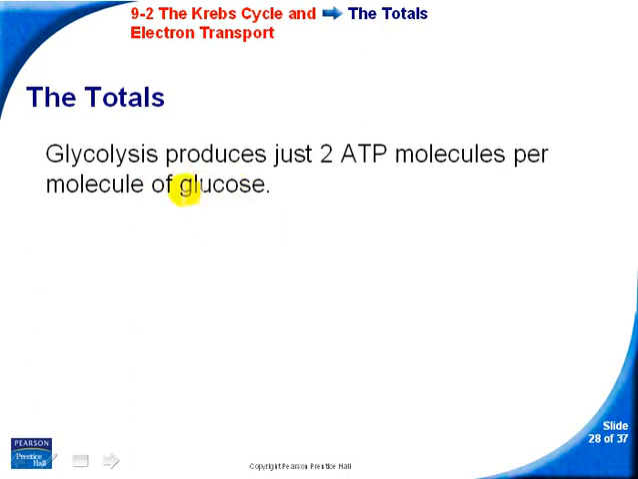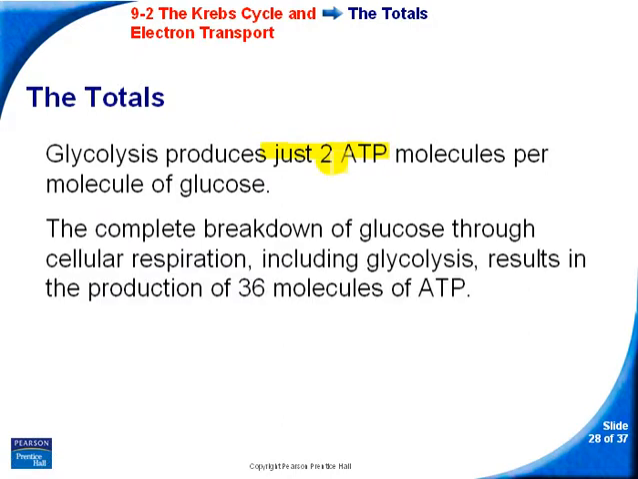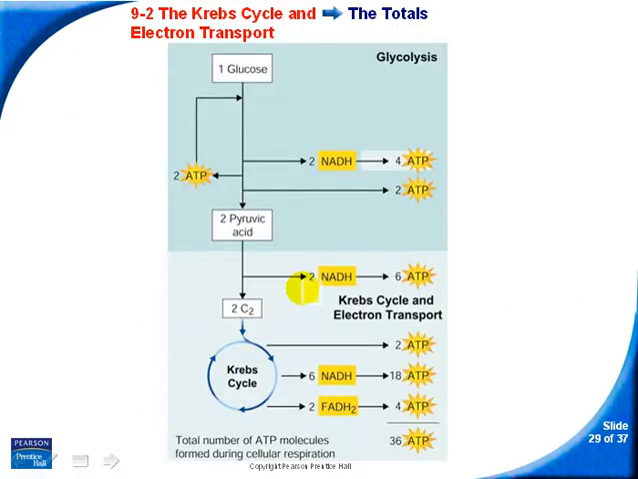So let's go through the totals, and this is important. Glycolysis produces just 2 ATP molecules. But if you continue on to cellular respiration with oxygen, which is the Krebs cycle followed by the electron transport chain, you end up creating a total of 36 molecules of ATP. So you can see that you really do want to go through aerobic cellular respiration to get the most out of your molecule of glucose.